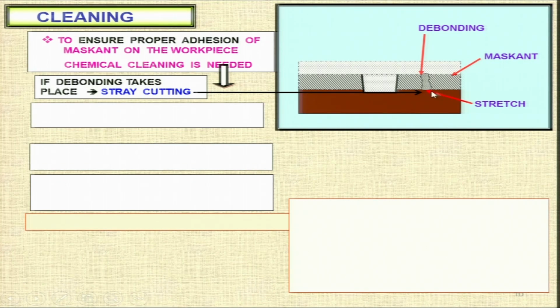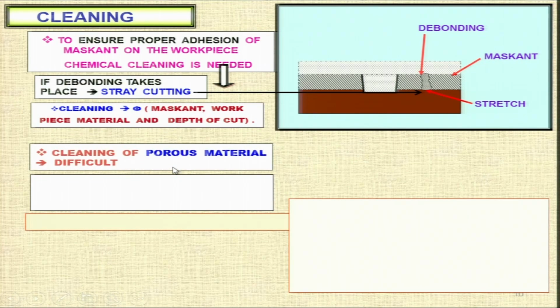Now this is where debonding has taken place, and you can see over here, and stray cutting will take place over here, because etchant will come in contact with this, and the material removal will take place from the space or the area where we do not want the material to be removed, but it takes place due to the debonding, etc. Cleaning of the workpiece surface is a function of maskant, workpiece material, and depth of cut.